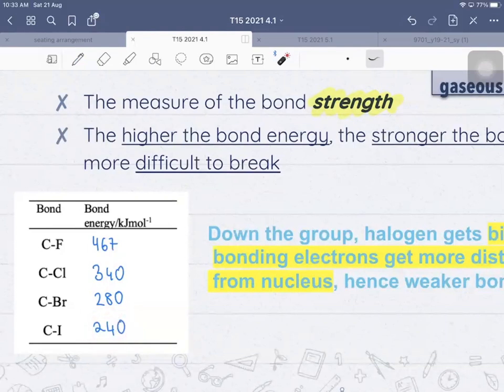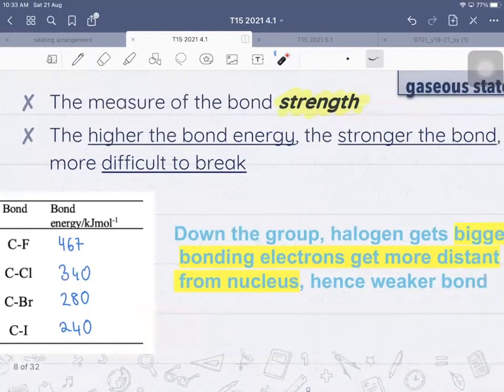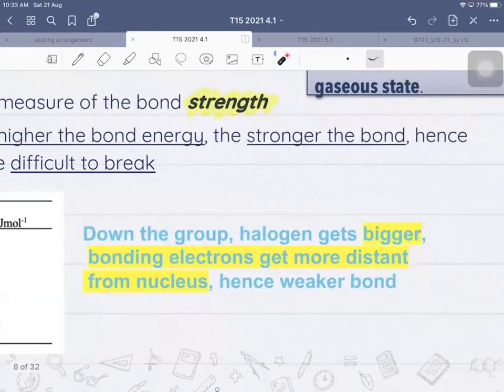So there's an explanation to this. Why is it that down the group the bonds get weaker?